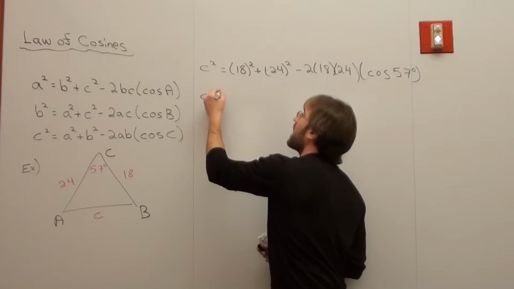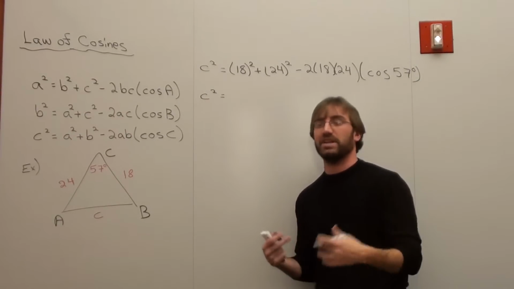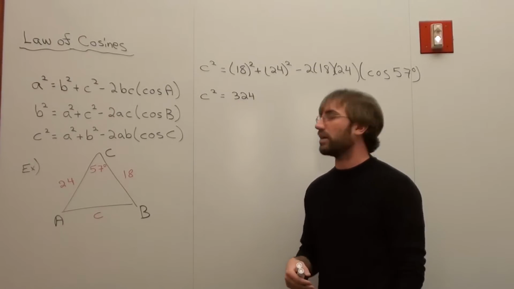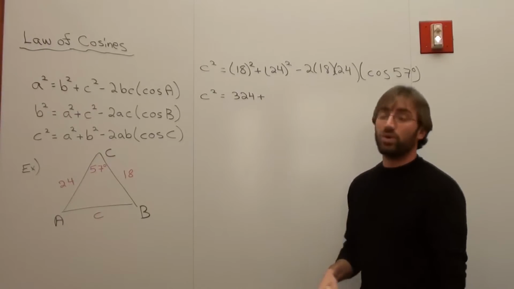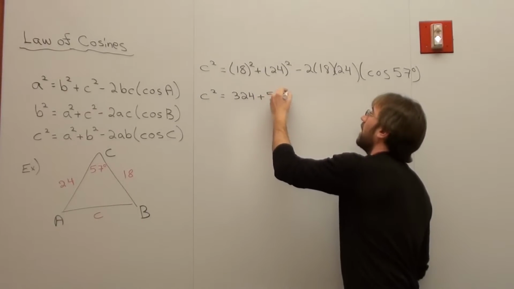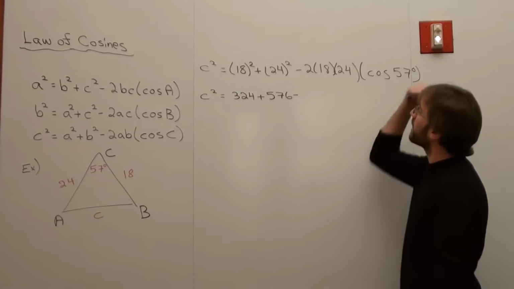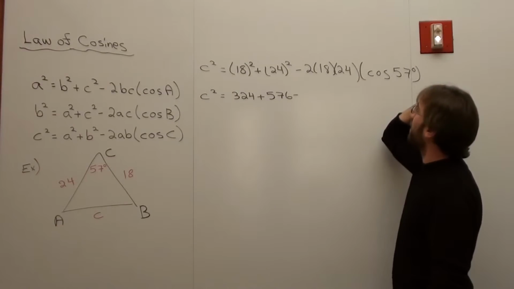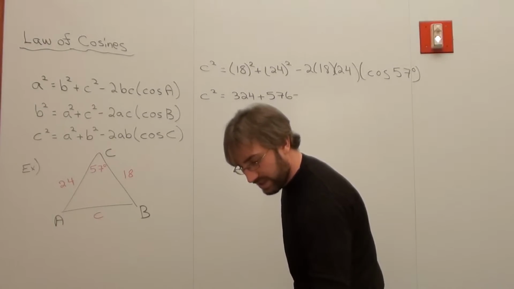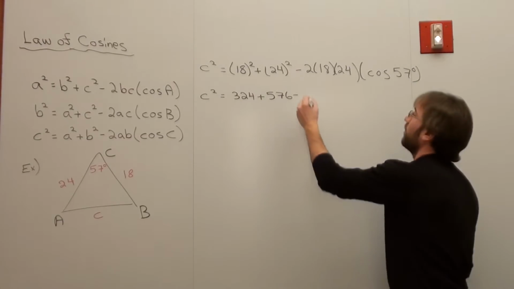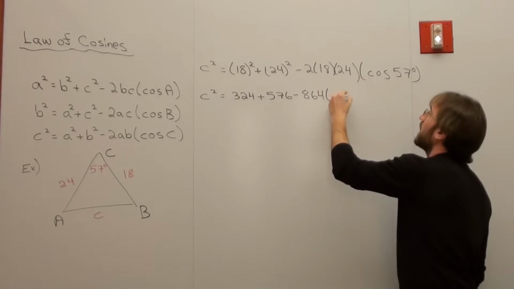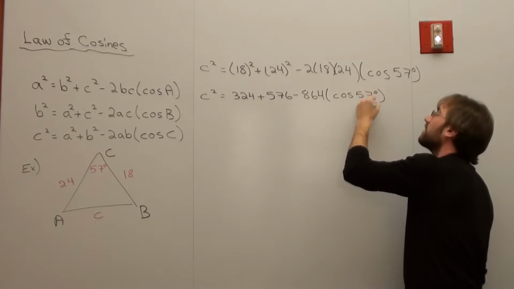So c squared equals 18 squared, and 18 squared is 18 times 18, which is 324. Fortunately I knew that one. Plus 24 squared; 25 squared is 625, so 24 squared is 576. Subtracted by 2 times 24 times 18. I don't know that one off the top of my head. 2 times 18 times 24 is 864. Actually, I probably could have figured that out. And it's times the cosine of 57 degrees.